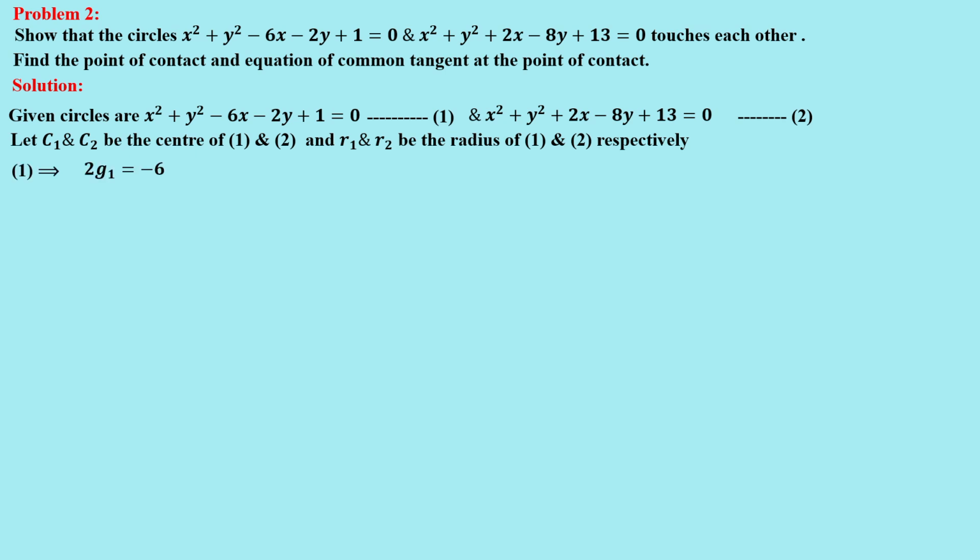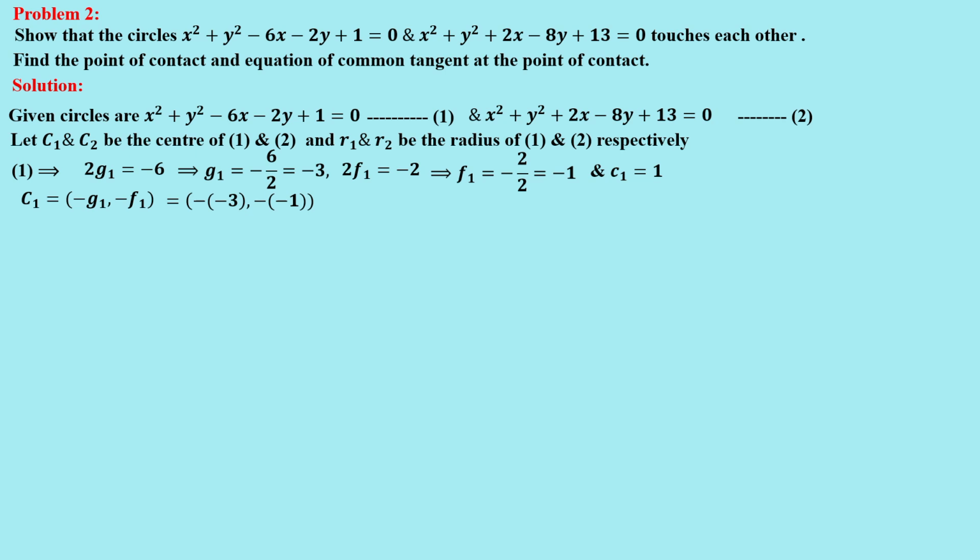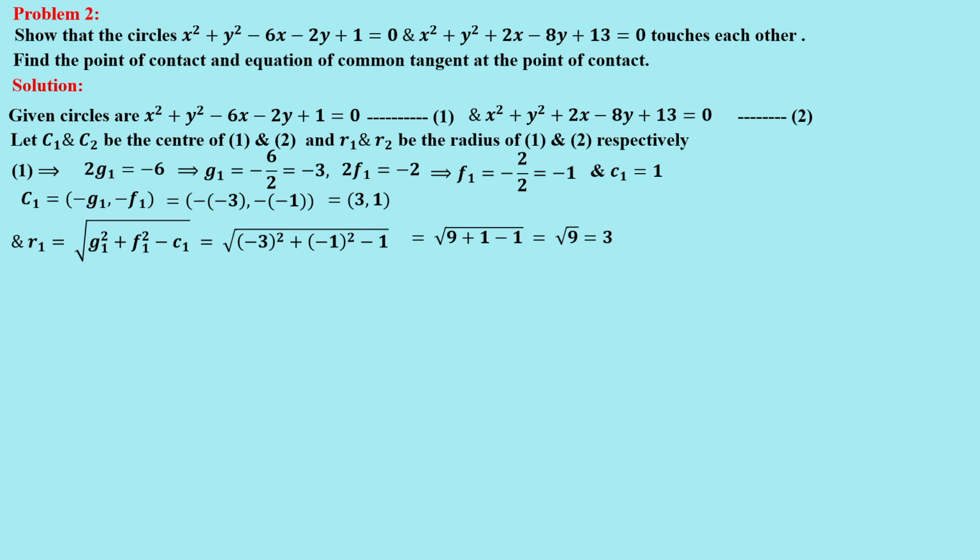So from 1, 2g1, the coefficient of x, is −6, therefore g1 = −3. Then 2f1, the coefficient of y, is −2, so f1 = −1, and c1 is the constant term, which is 1. So C1, the center of the first circle, is (−g1, −f1) = (3, 1). And the radius of the first circle, r1 = √(g1² + f1² − c1) = √((−3)² + 1² − 1) = √9 = 3.